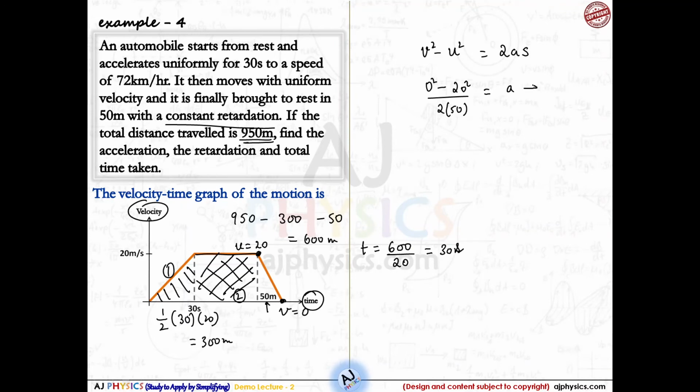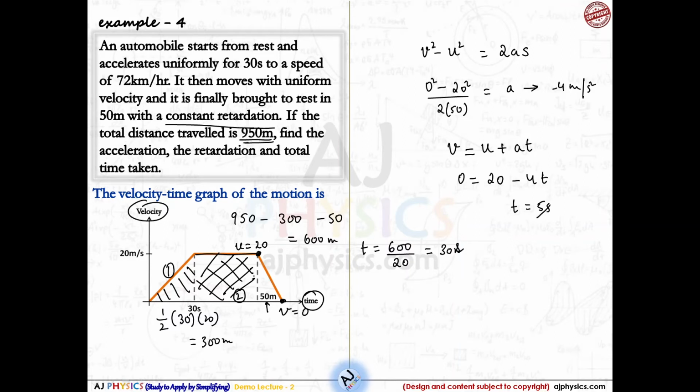So if you solve this result, it should be minus 4. The acceleration has to be minus 4 here. And what else do we need? We need the time in this region. Fine, we can use the first equation of motion, v is equal to u plus at. v is 0, u is 20, minus 4t. So what is the time? Time will be 5 seconds.